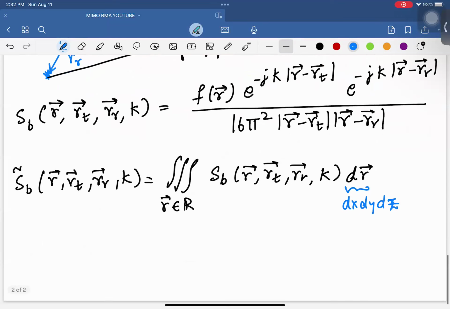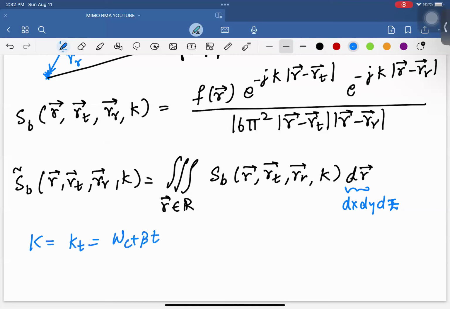And we also know that K is equal to KT, which is equal to omega over C plus beta T over C for FMCW radars. It's a time domain signal. And K is equal to omega over C for pulsed and step frequency radars.